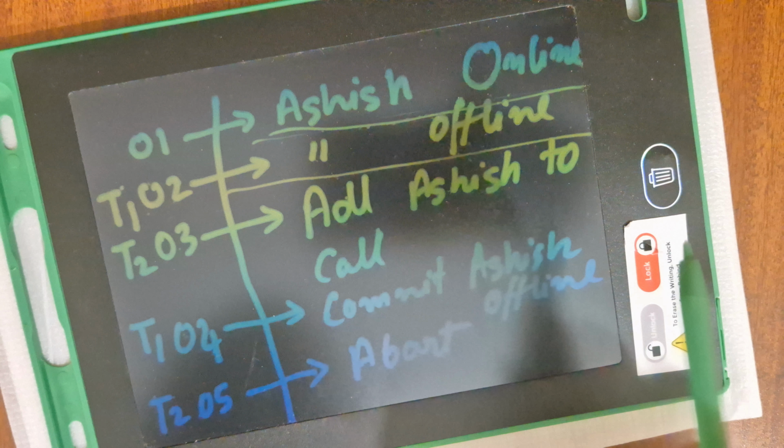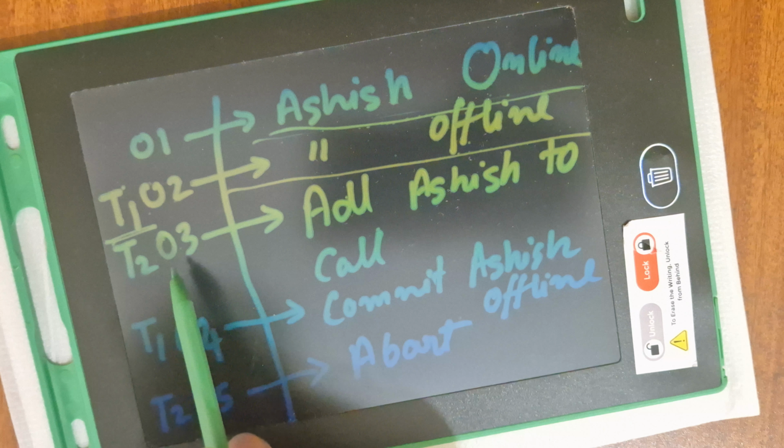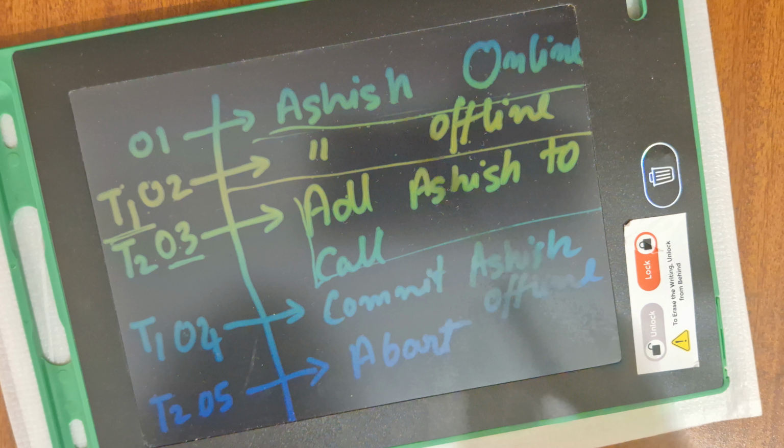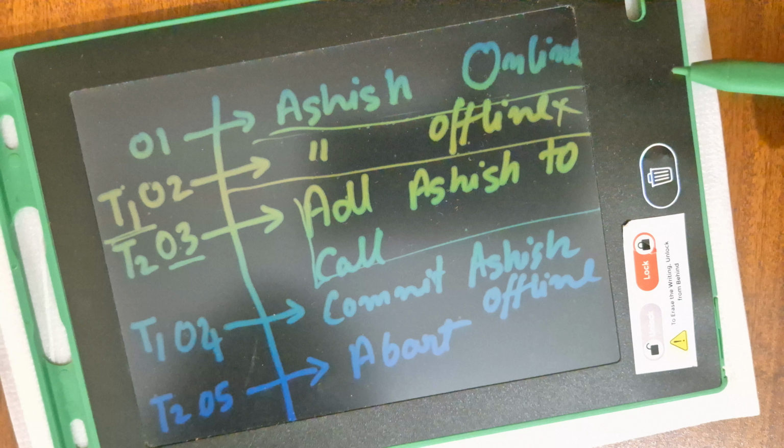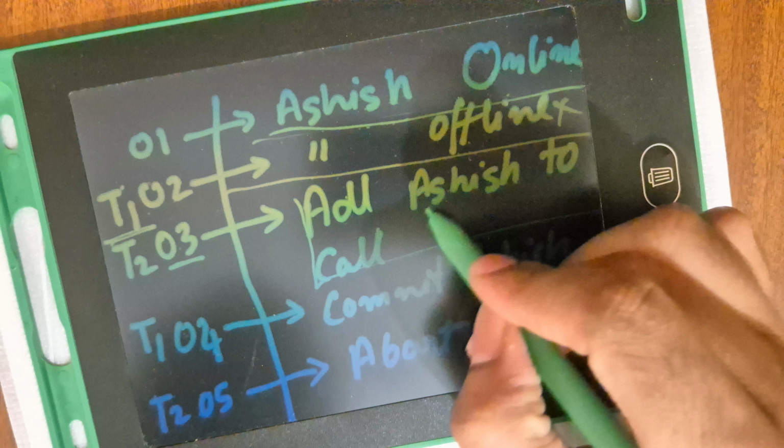Let me give you a little bit of history about SSI. SSI was first researched in 2008, and it was first used in Postgres 9.1. Cool. Now understand what SSI actually does. In the previous lecture we already learned about snapshot isolation, so we will continue that.